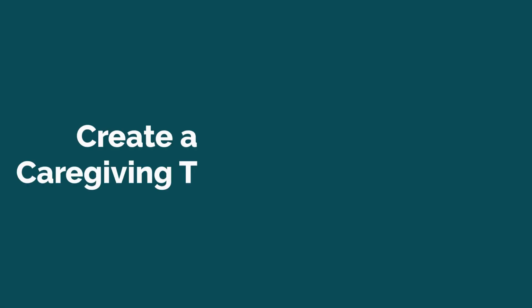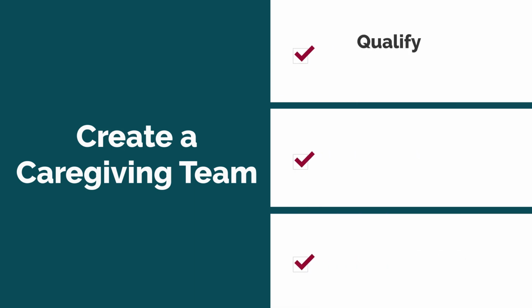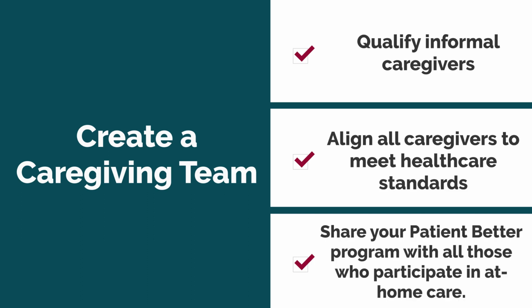Your first assignment is to create a caregiving team. There are 3 steps to this process. Number 1, qualify informal caregivers. Number 2, align all caregivers to meet healthcare standards. And number 3, share your Patient Better program with all those who participate in your care.